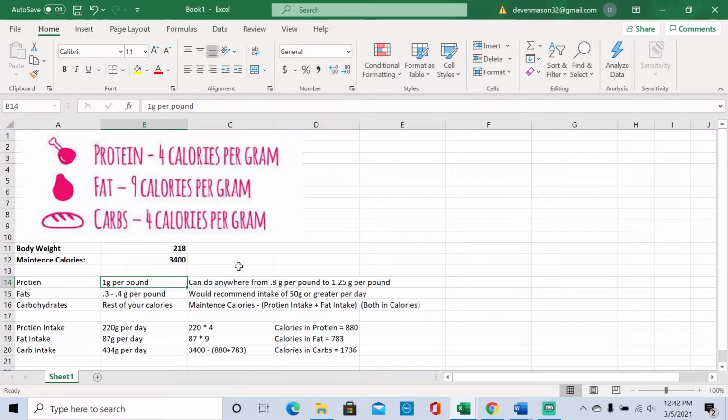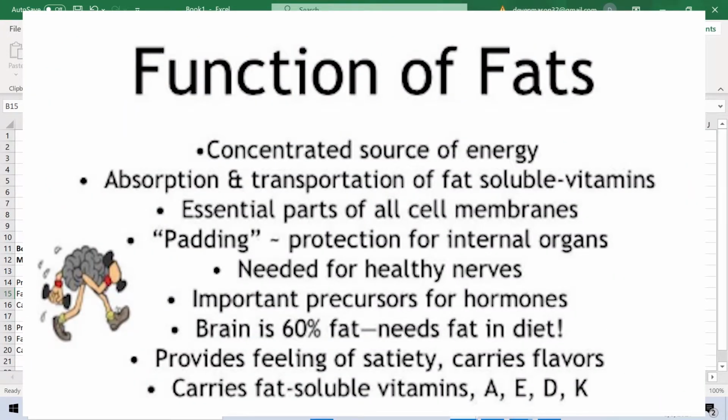Moving on to the second macronutrient source, which is fats. A lot of people will recommend that you go with 0.3 to 0.4 grams per pound. Your fats are one of your essential macronutrients, and there's a reason that you have essential fatty acids. I'll throw up on screen right now some of the benefits that come from having enough fat in your diet. As you can see on screen, there's a ton of different benefits that come with it.